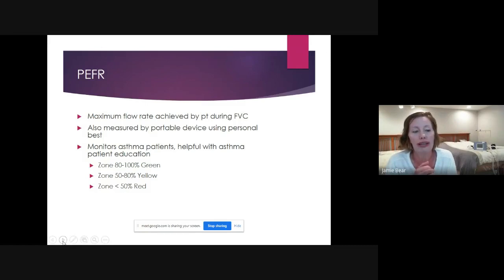So you may on NBRC, excuse me, have to calculate a patient's different zones. So you may say, well, where does the green zone or yellow zone begin? So if their personal best is 600, then you would know that around 480 is the beginning and 300 is the cutoff between the red and the yellow zone.